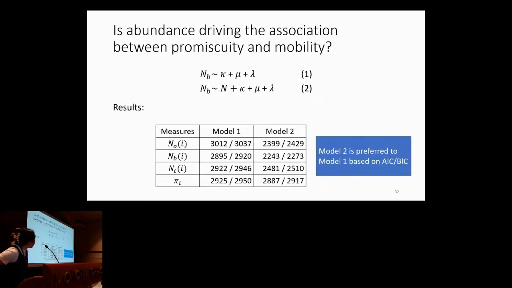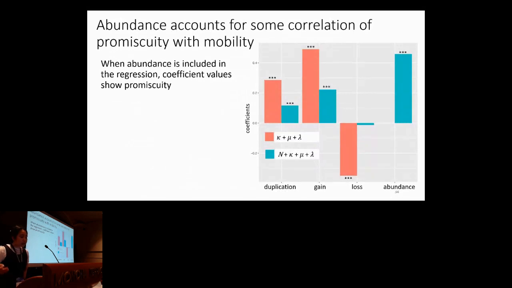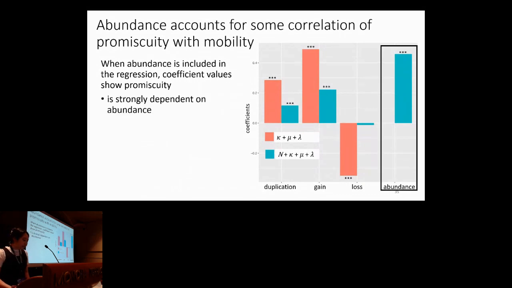We found that both AIC and BIC values suggest that the more complex model, Model 2, has better explanatory power. And this figure compares the coefficient values obtained for the two models. The coefficient values for the original model are shown in red, and the result for the new model, which includes the abundance as an independent variable, is shown in blue. When abundance is included in the model, coefficient values show that promiscuity is highly dependent on abundance. And note that there is no abundance coefficient for Model 1 because it's not included in that model.